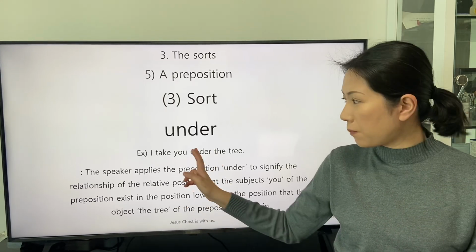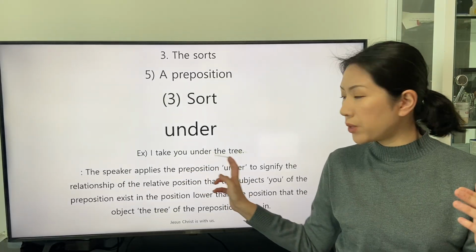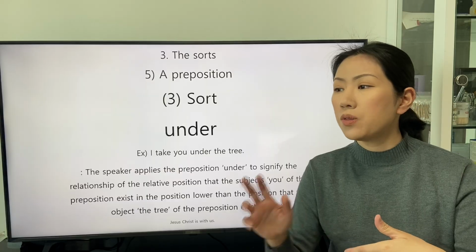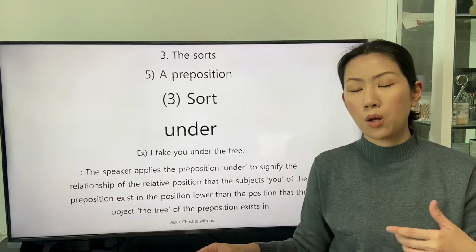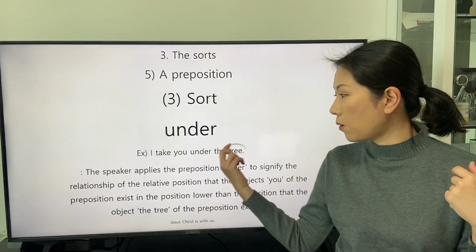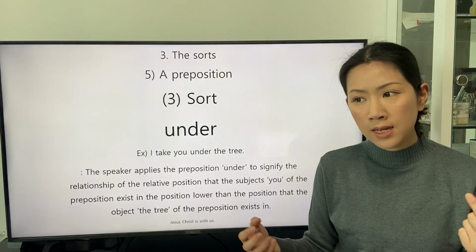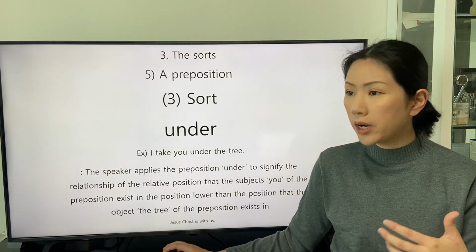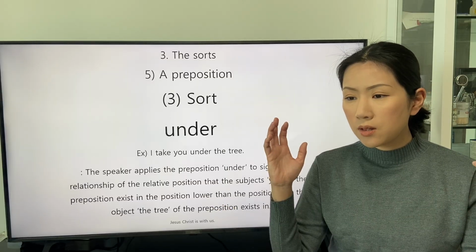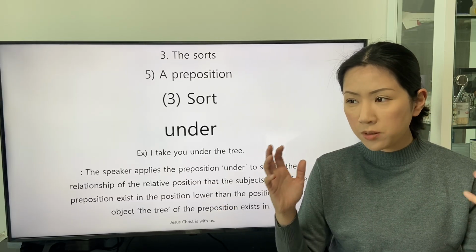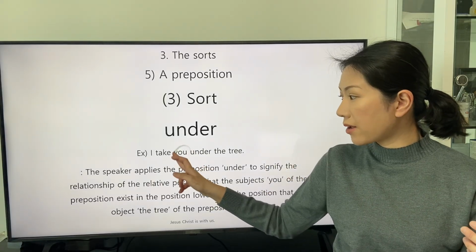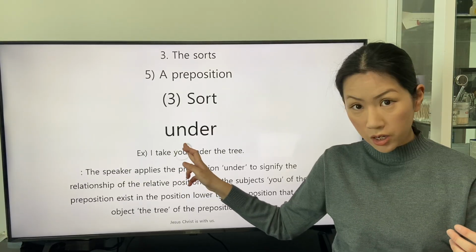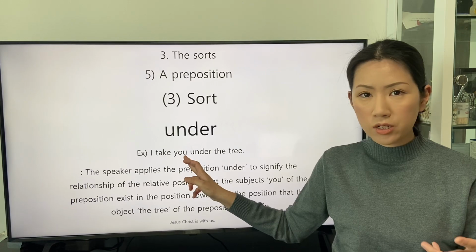The object of the preposition under the tree is able to be set into the other object. So we can understand that the object of the preposition under is a changeable object for determining the position of the subject of the preposition under, who are the listeners.